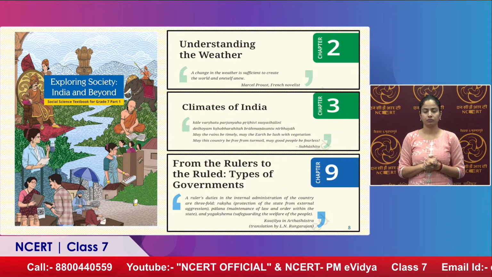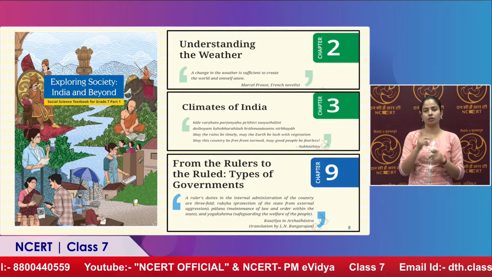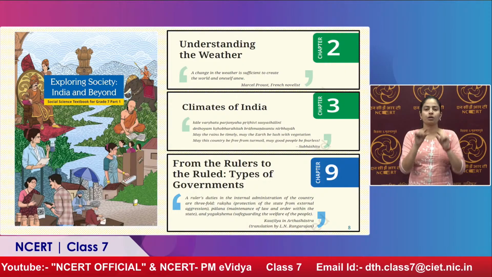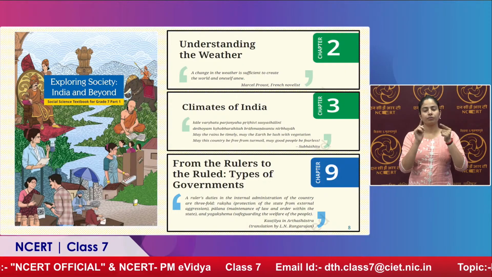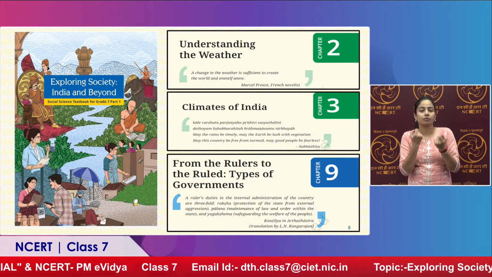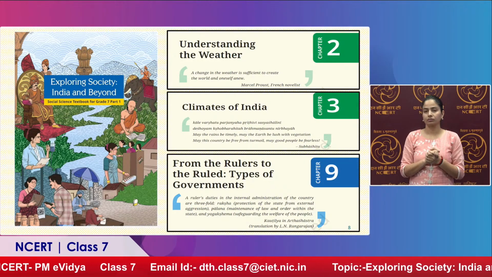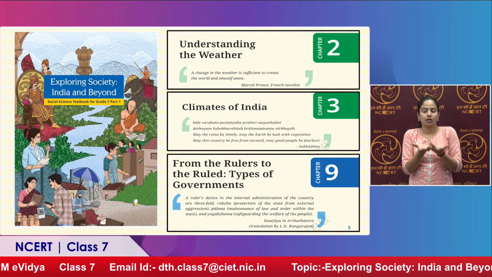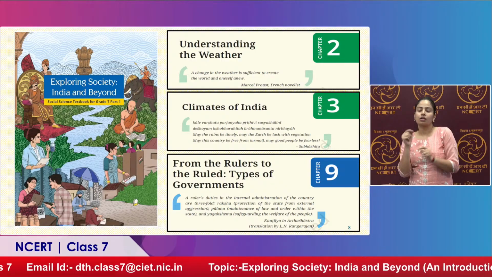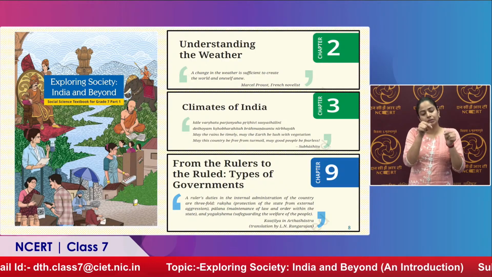Chapter 2 is about understanding the weather, and it starts with a very important quote: a change in the weather is sufficient to create the world and oneself anew. It means that in order to get a brief idea of what we are going to discuss in this chapter, the quote directly or indirectly mentions the direction in which we are going. So that is really very important.